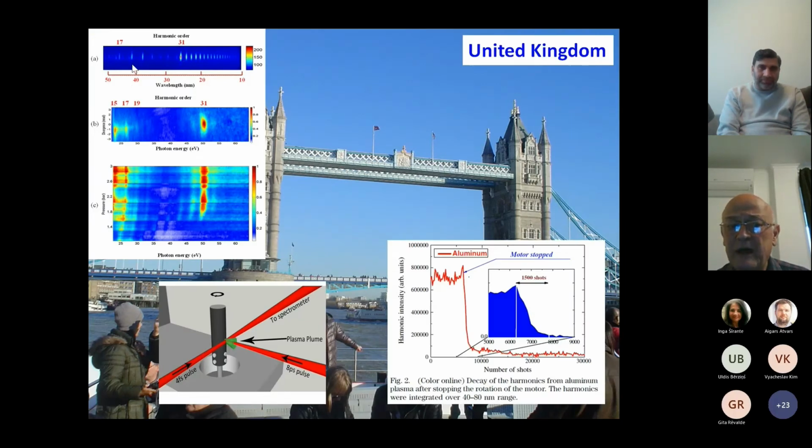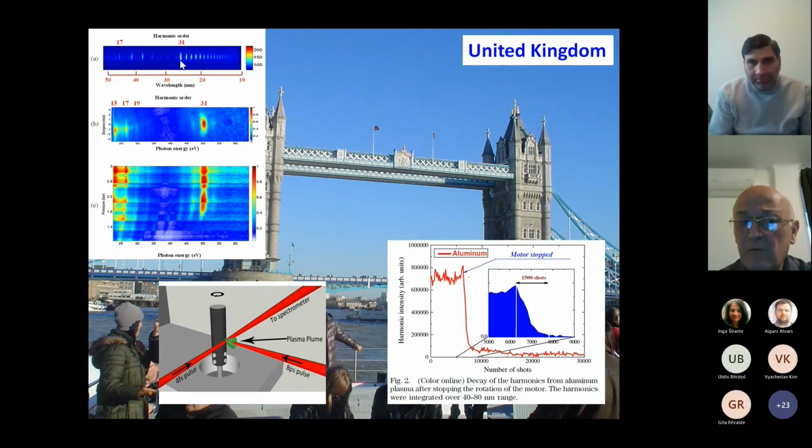Another interesting feature is the application of different pulses for high-order harmonic generation. Here I show high-order harmonic generation spectra from manganese plasma when relatively long pulses, 30 femtoseconds, were used. You can see a very strong 31st harmonic, which is the beginning of the second plateau, spreading up to harmonic orders above 100.